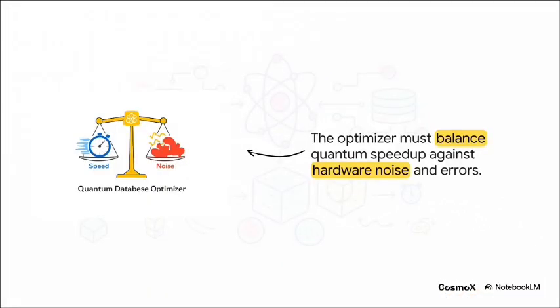So here's the core challenge. Quantum states are unbelievably fragile. The tiniest little disturbance, what scientists call noise, can completely mess up the calculation.